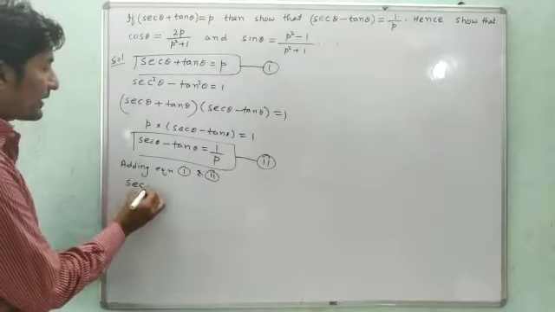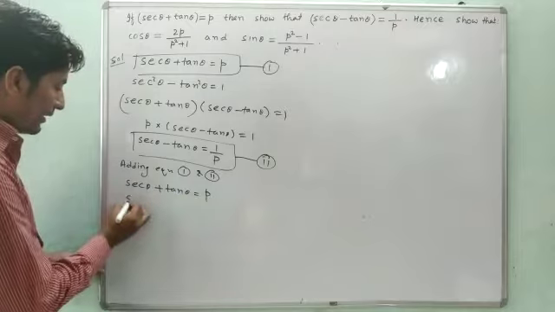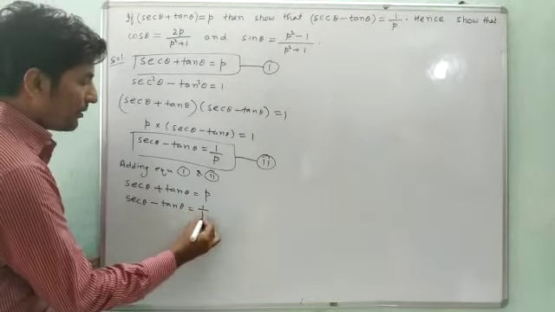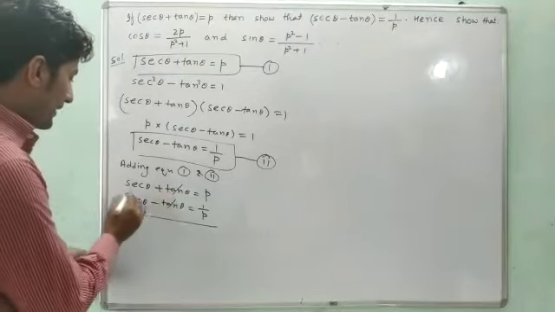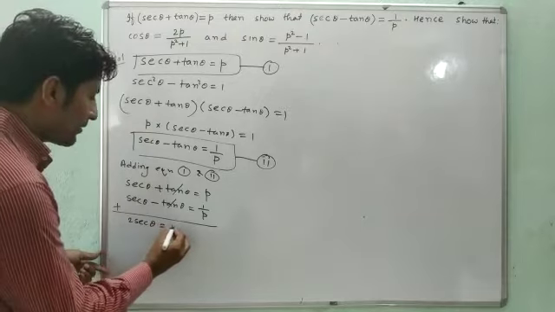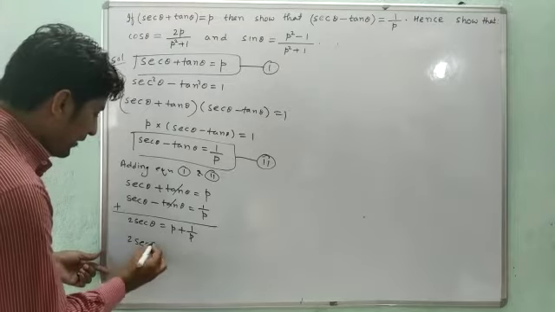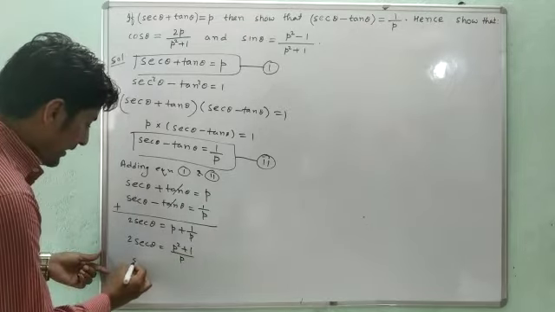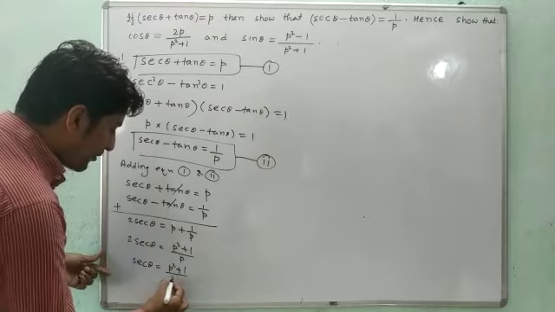Here we can write sec theta plus tan theta equals P. The second equation is sec theta minus tan theta equals 1 upon P. Now we are going to add these two equations. Plus tan theta minus tan theta both will cancel. Sec theta plus sec theta will be 2 sec theta equals P plus 1 upon P. So 2 sec theta equals P square plus 1 upon P, or we can say sec theta is equal to P square plus 1 upon 2P.